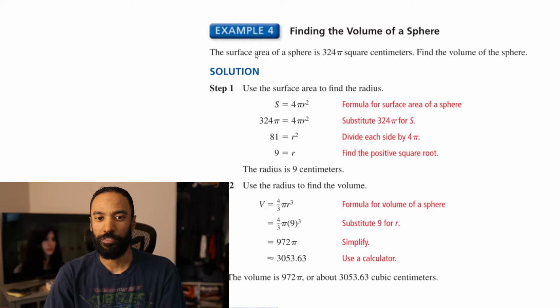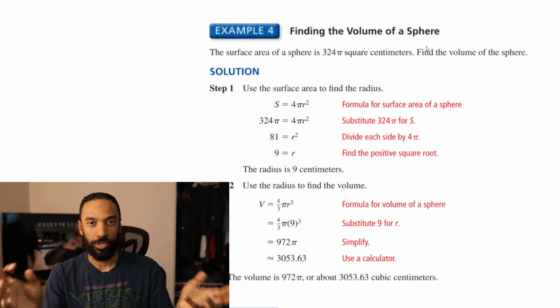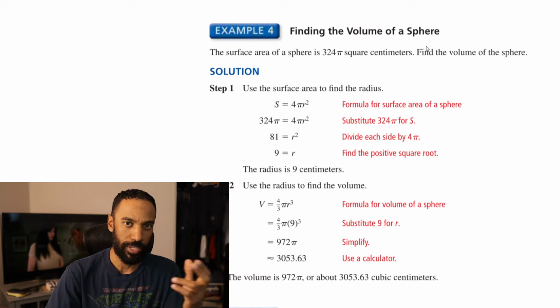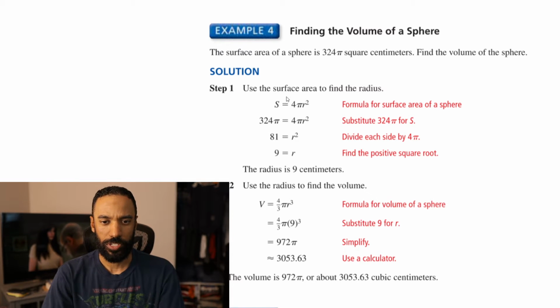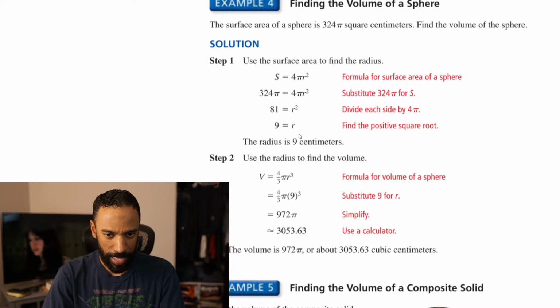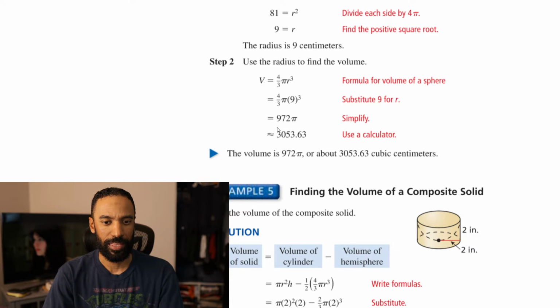Find the volume of a sphere if you know the surface area. Because volume and surface area both use radius in their formulas, use the surface area to get the radius, then use the radius to get the volume. So if your surface area is 324 pi, divide both sides by 4 pi, and then take the square root of both sides to get 9. That's the radius that you use in 4/3 pi r cubed, and then you can get its volume.